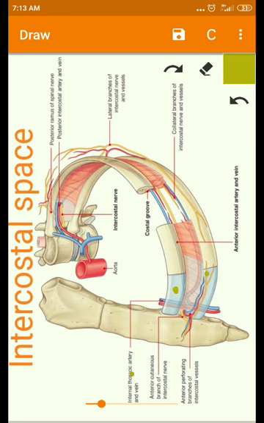Posteriorly, we have 11 intercostal spaces on each side. For example, this is the left side and that one the right side. On both sides, we have 11 pairs of intercostal spaces.